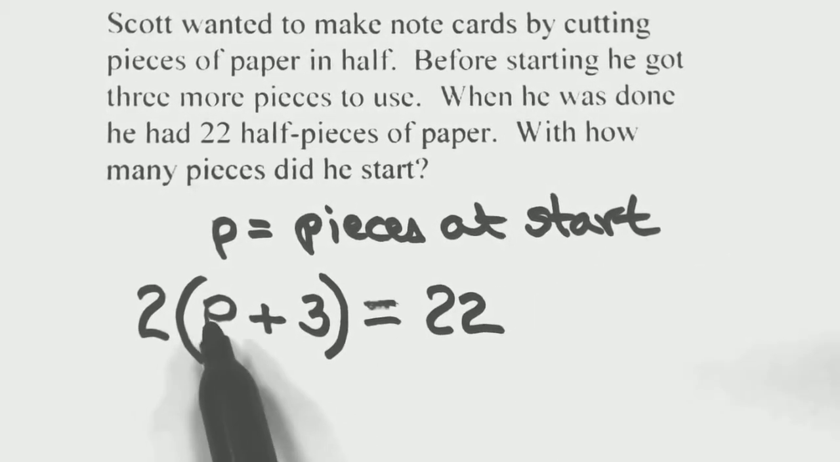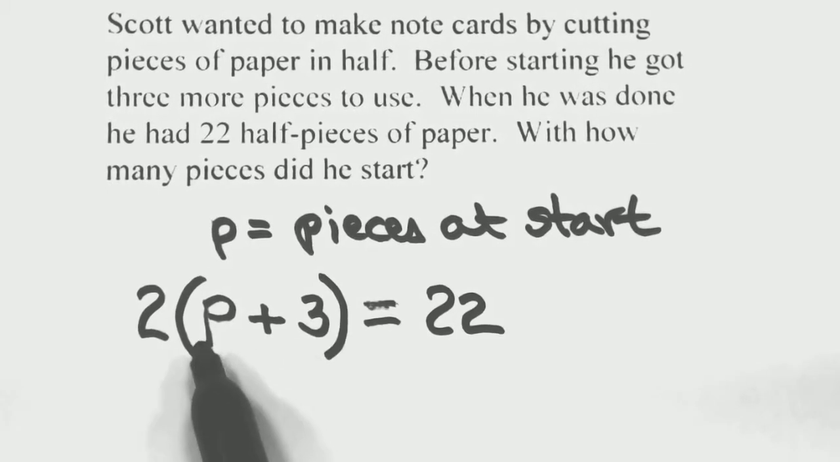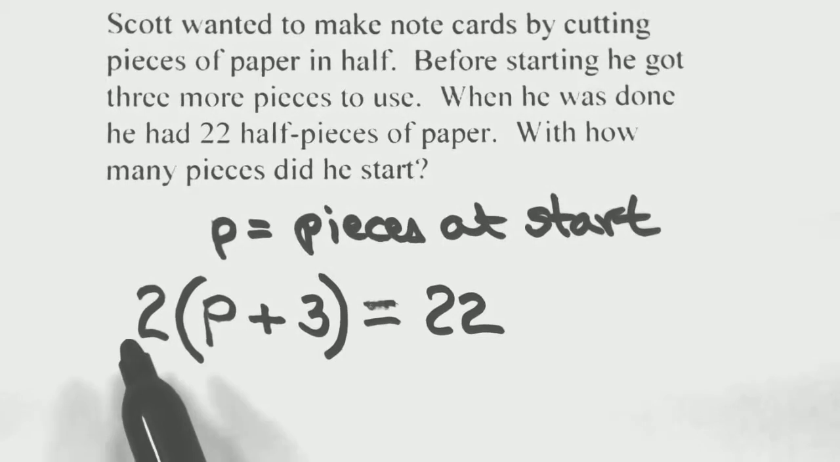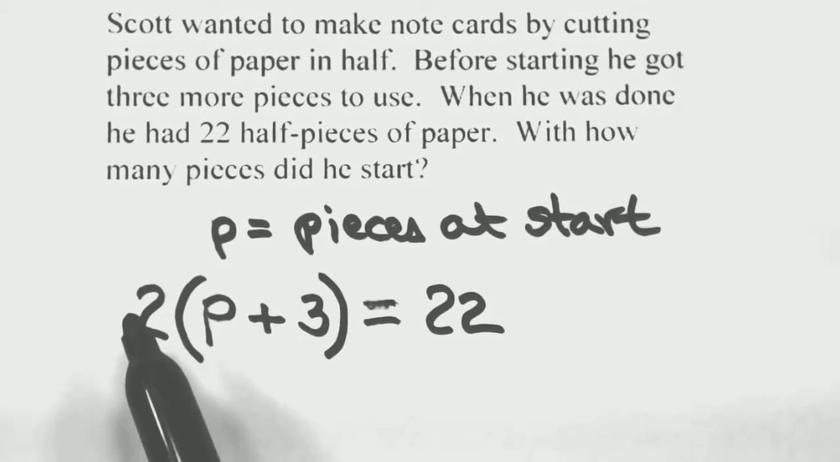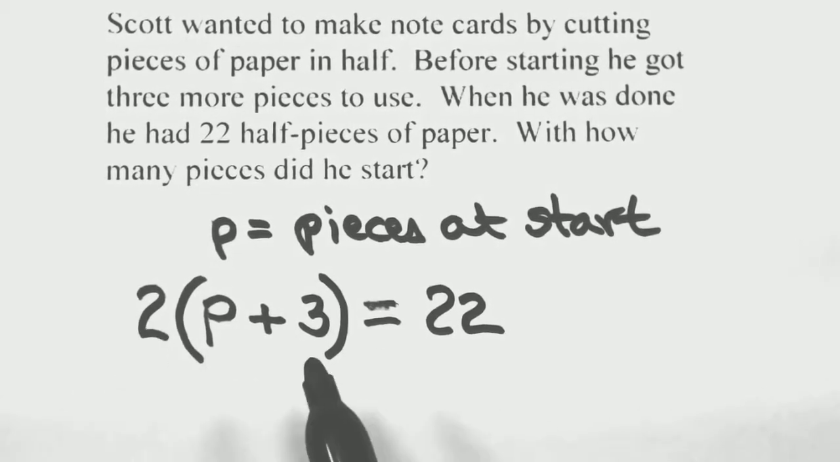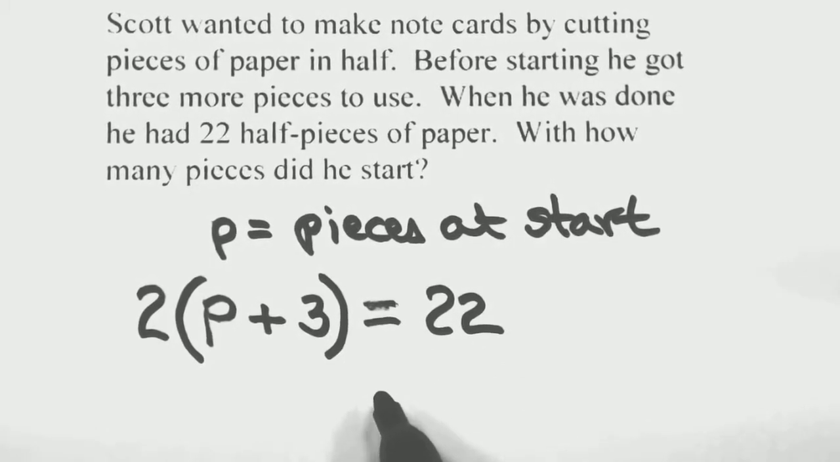Okay, so this was the number of full sheets of paper he started with. He got 3 more. And of course, we have to force folks to add that together first, then multiply that total by 2, because each of these pieces of paper in here was cut in half, so each one gave 2 of these half note cards here, and there are 22 of those.